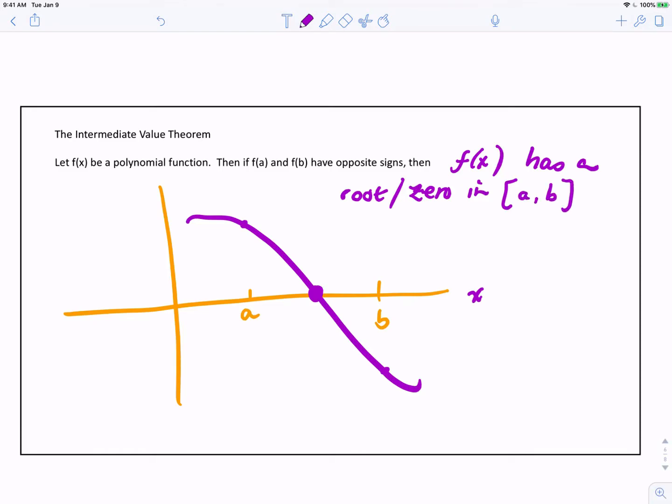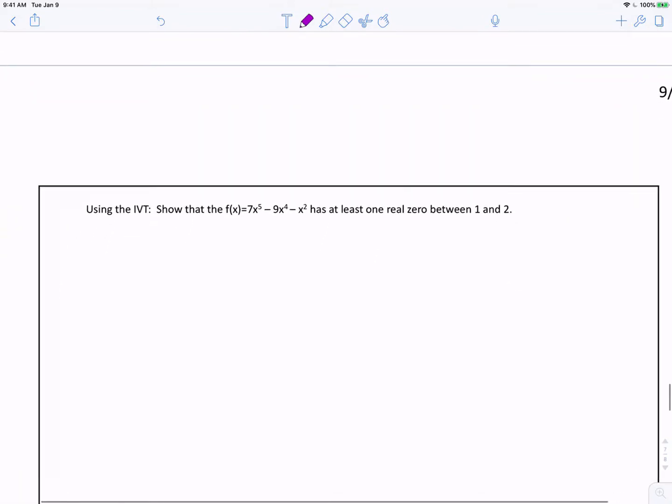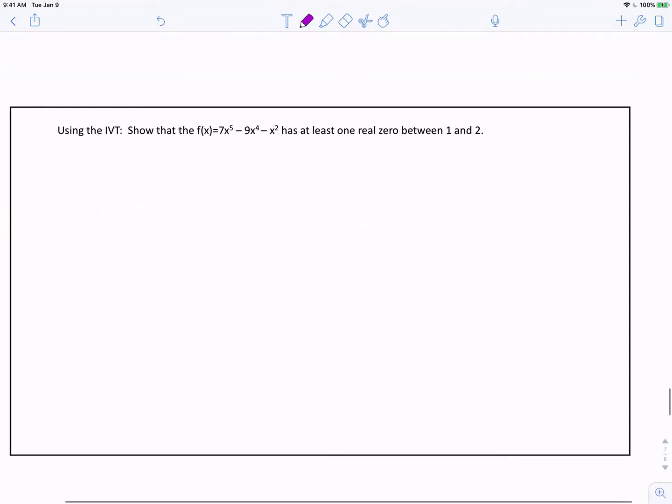So that seems like a common sense kind of conclusion. Let's see what kinds of questions we can answer with the intermediate value theorem. Using the intermediate value theorem, show that f of x is equal to 7x to the 5th minus 9x to the 4th minus x squared has at least one real 0 between 1 and 2.